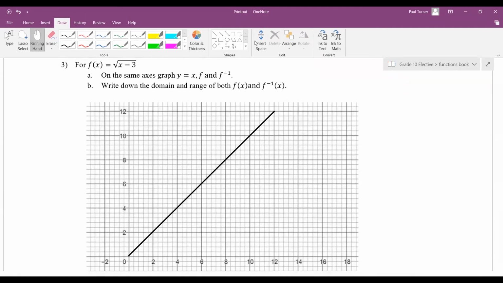What I did already, I already put in the y equals x line, and I worked out how to do that yesterday. So let's make it smaller so you can see.